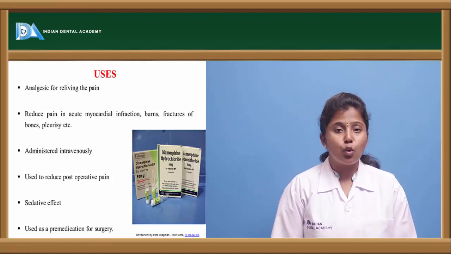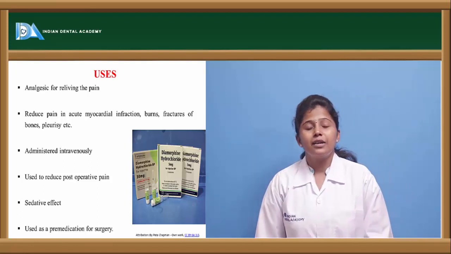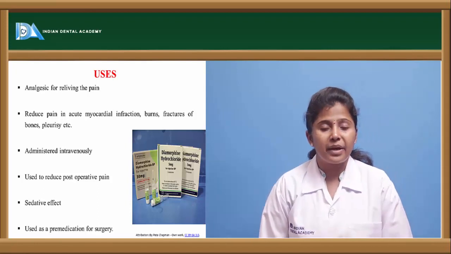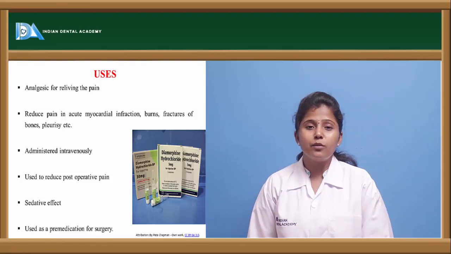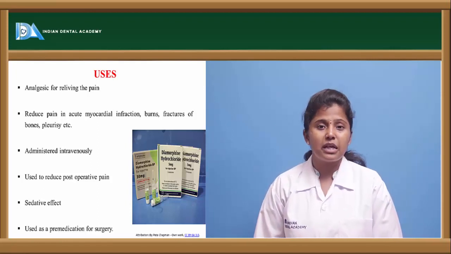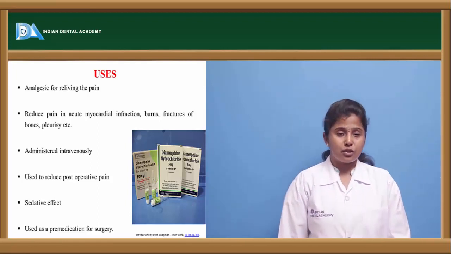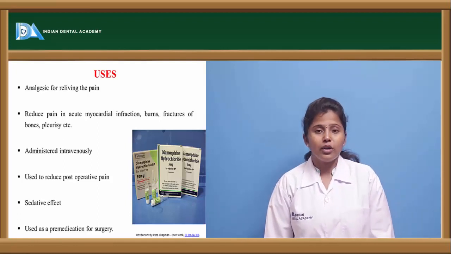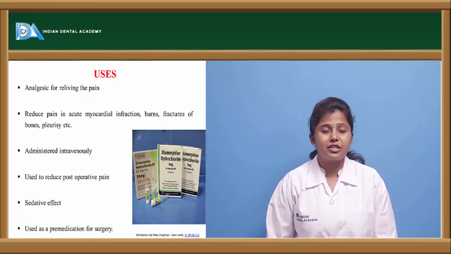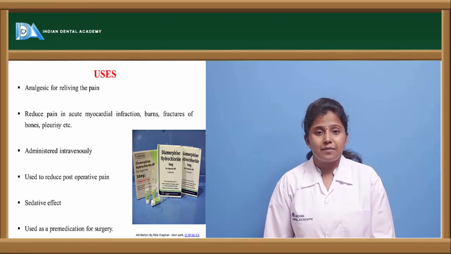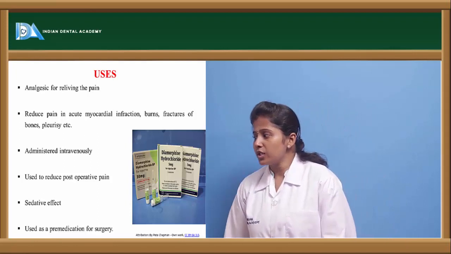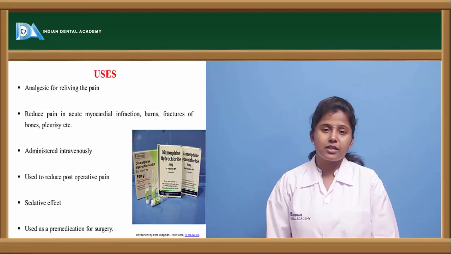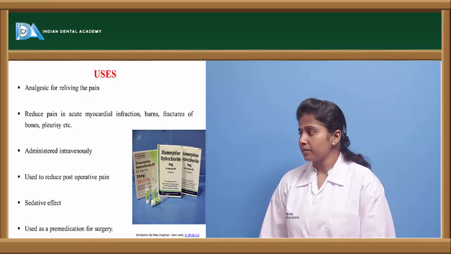It is never given through the oral route. It is preferably given through the IV route, and it is used to reduce even post-operative pain. After surgery, the pain that occurs can be relieved through morphine, and on large doses, on increase in the doses, it shows a sedative effect. On increase in the doses, morphine causes sedation. The person feels drowsiness and may feel sleepy. And it is used as a pre-medication for surgery. For surgery, it is given beforehand.